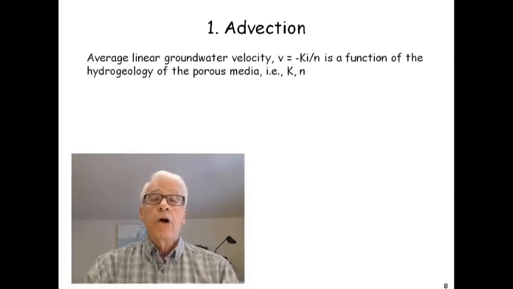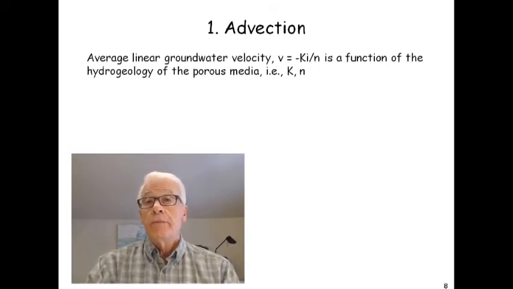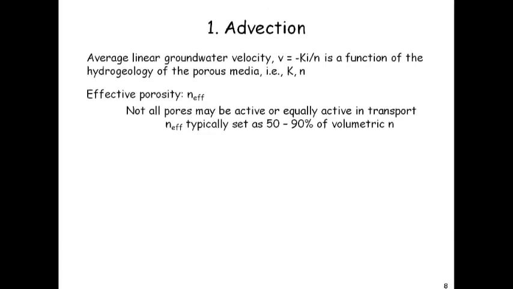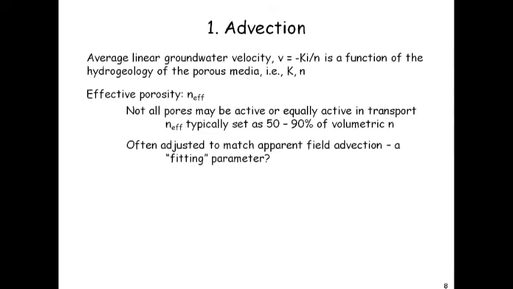So average linear groundwater velocity is a function of the porous media, because hydraulic conductivity and porosity are functions of the porous media. Sometimes we define something called effective porosity because not all the pores are active in transport. There might be dead-end pores. This value is typically half or maybe 90% of the volumetric porosity. In many cases, it's used to adjust models to more clearly represent field situations. It's real, but it's often very hard to estimate what the effective porosity really is.